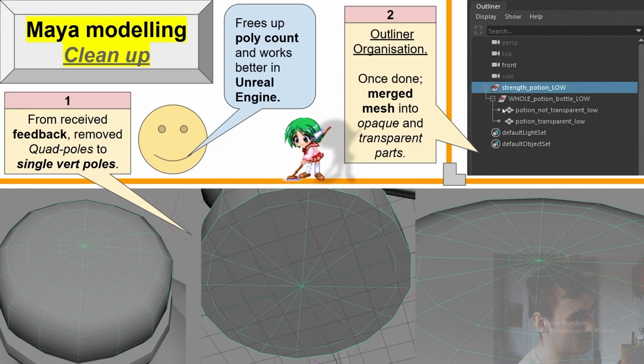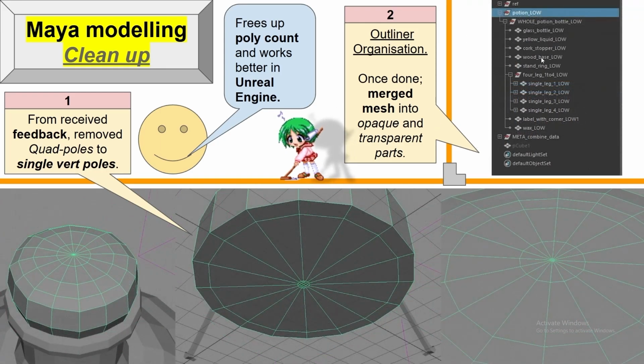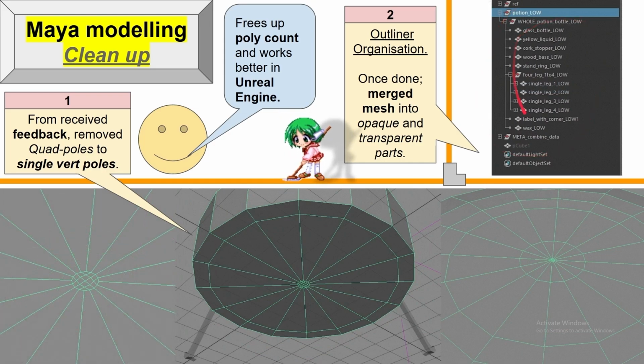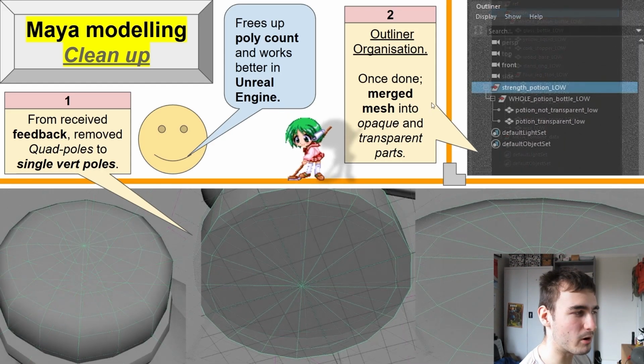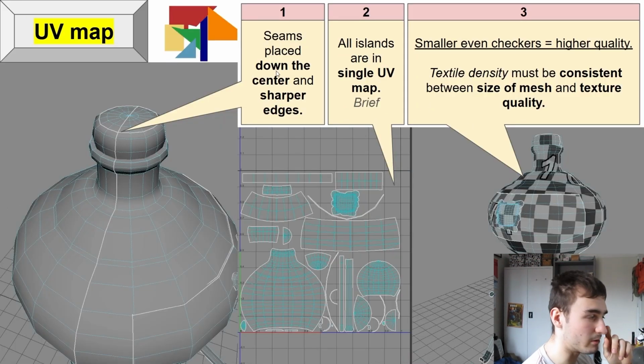The outliner was also optimized and organized by name and type and quality. After it was all merged into opaque and not opaque parts, it helps in Unreal Engine.